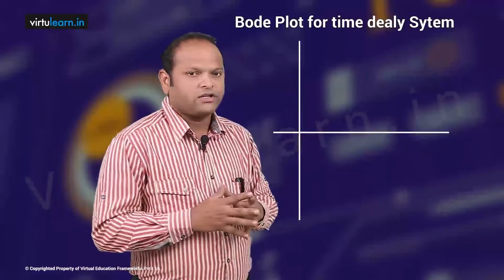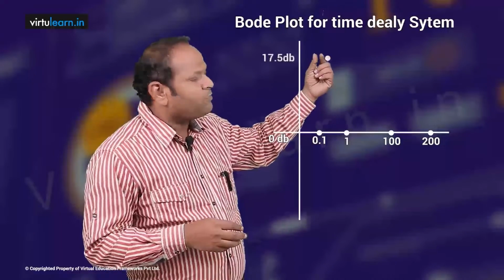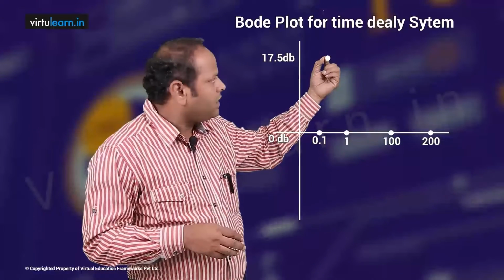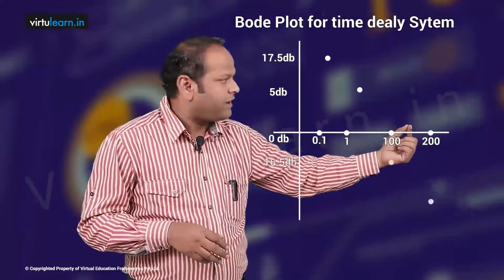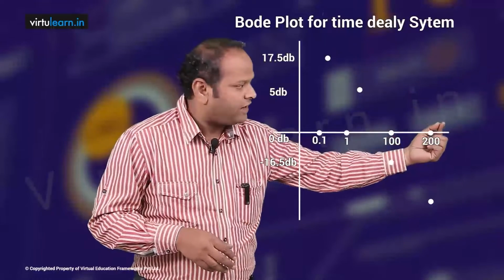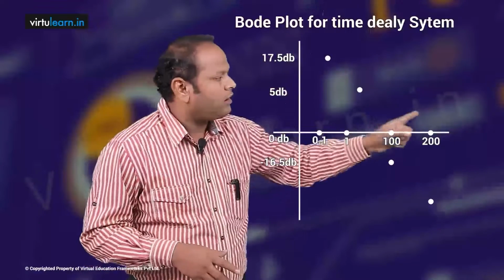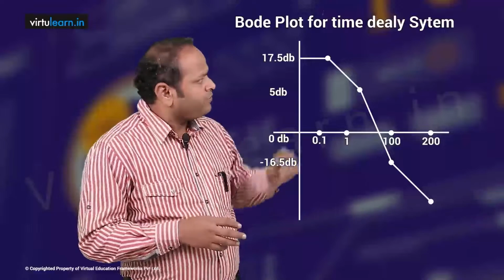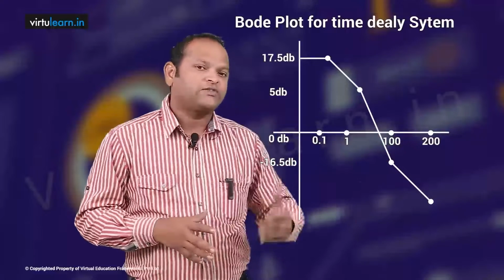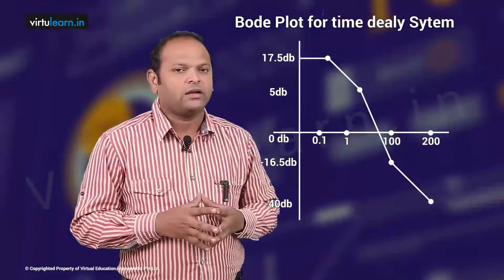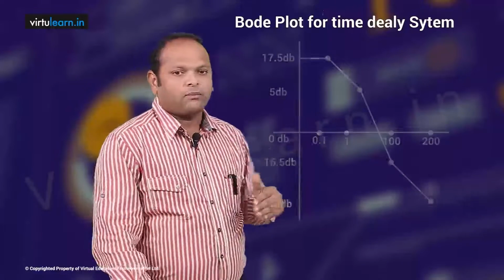Now I just locate the points. We know at omega is 0.1, we already have 17.5 dB, so I can locate it here. Then at 5 it is going to be minus 16.5, then 10 is also minus 16.5, then 20 is minus 28.5. So I can locate all these points, then I can draw the magnitude plot with straight lines. The initial slope is minus 20 dB per decade. Then 0 dB per decade. Again I have minus 40 dB per decade because of the quadratic factor at omega C2, which is the omega n.